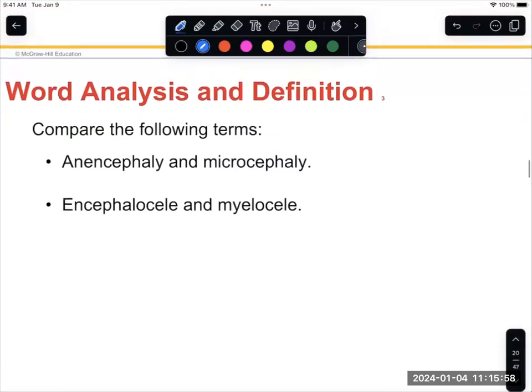So let's look at these different words. Remember I just said "an" means without. So anencephaly: encephaly is a condition of the brain. So anencephaly is being born without cerebral hemispheres. They will not survive. They need their brain to function. Microcephaly: micro means small, and cephaly means the head. So microcephaly is that small head.